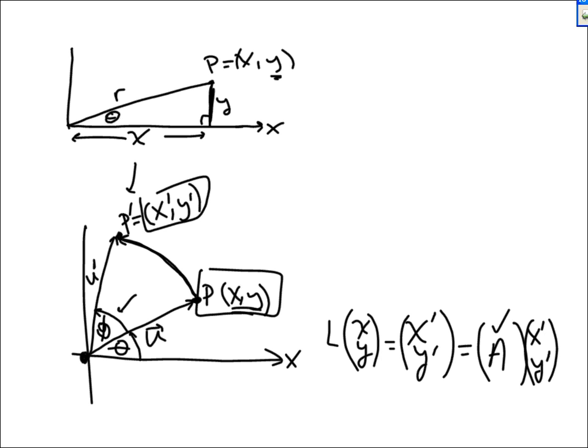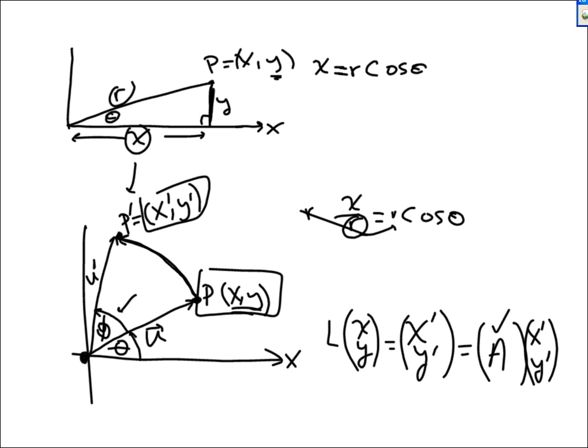So we know that the cosine of theta is adjacent over hypotenuse. Let me put the x here. So the cosine of theta is x over r. If x over r is cosine theta, I multiply both sides by r, and that r in the bottom just goes right up there. X is r cosine theta.